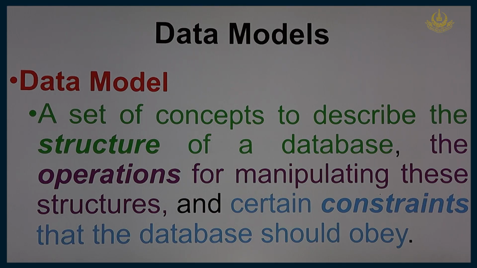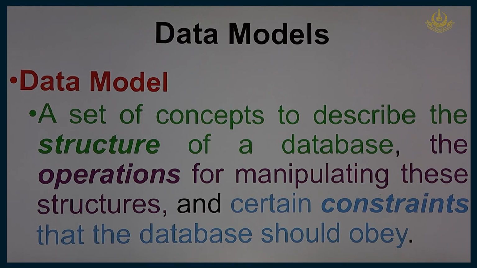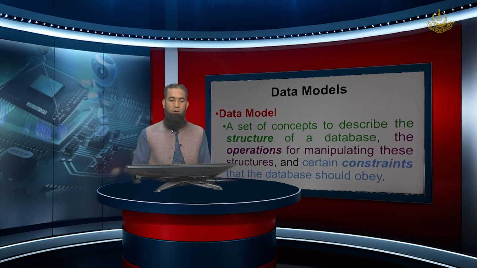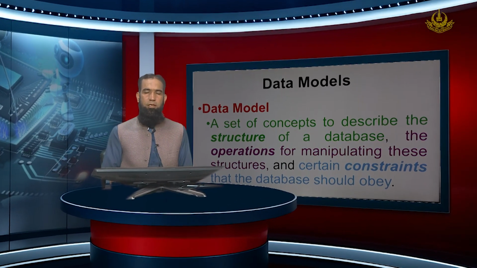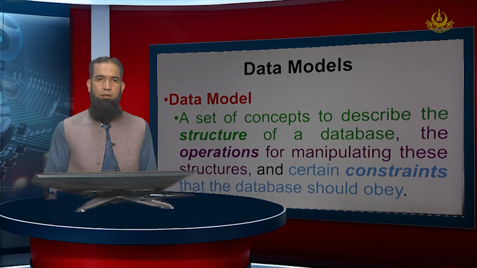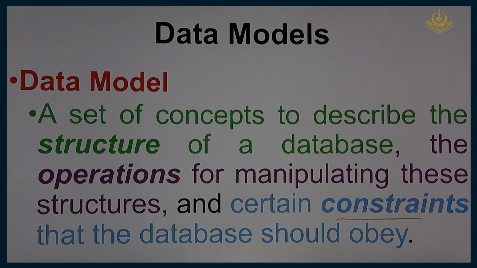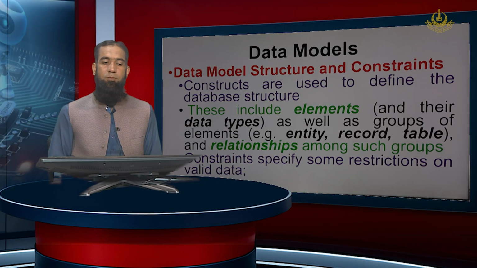The data model, as we talked about in the previous lecture, is a set of concepts to describe the structure of a database. That can include the operations for changing these structures and certain constraints that the database should obey. These constraints are on valid inputs. For example, we can say that the student ID should be in numeric form. These are called constraints. The data model has structure and constraints.